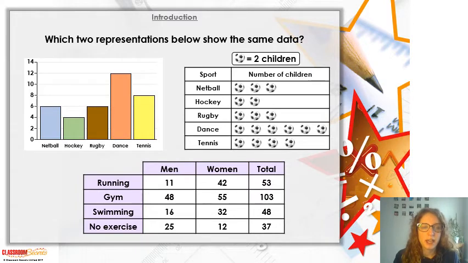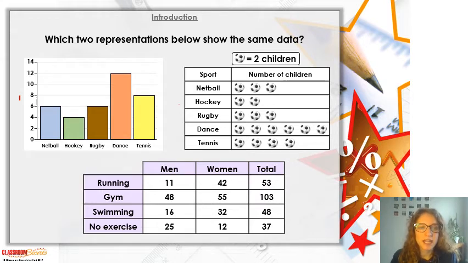Okay, so here's some examples of a table. So we've got a pictogram, sorry, a bar chart over here. We then have a pictogram in this side, and then at the bottom we have a table. Okay. So it says, which two representations below show the same data? So pause the video, look carefully. So they're all showing different types of sports, but which ones show the same information, just presented in a different way? So pause, press play when you're ready for the answer.